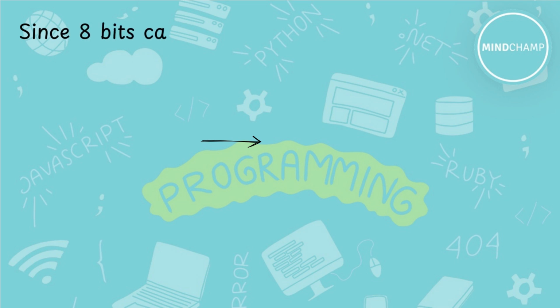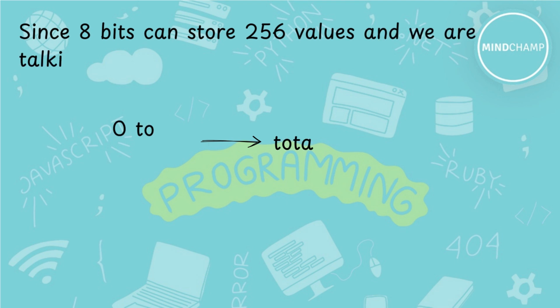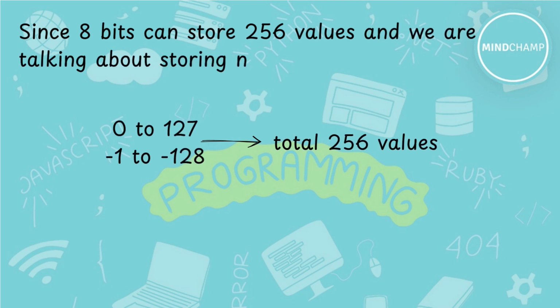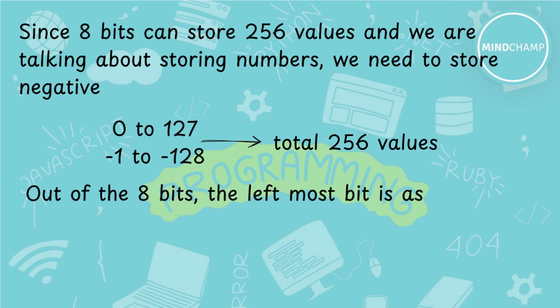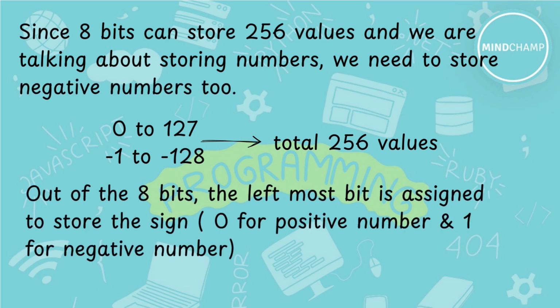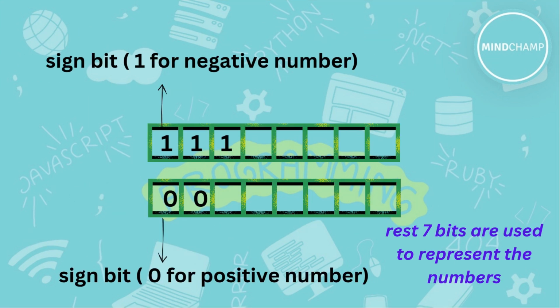Since 8 bits can store 256 values, and we are talking about storing numbers, we need to store negative numbers too. Out of the 8 bits, the leftmost bit is assigned to store the sign: 0 for positive number and 1 for negative number. Sign bit 1 for negative number. Sign bit 0 for positive number. The remaining 7 bits are used to represent the numbers.